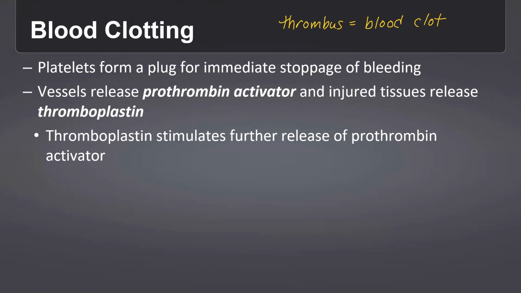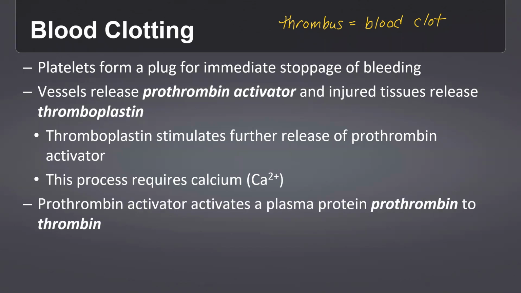Thromboplastin will then stimulate further release of prothrombin activator. So our job essentially is to activate prothrombin. What does that mean? Well, that whole system requires calcium, but prothrombin activator, here's where it gets confusing, activates the plasma protein prothrombin and turns it into thrombin. So prothrombin is like the form before it becomes thrombin, and prothrombin activator turns prothrombin into thrombin. Well, I've said thrombin a lot there.